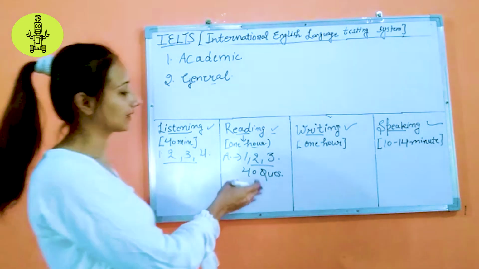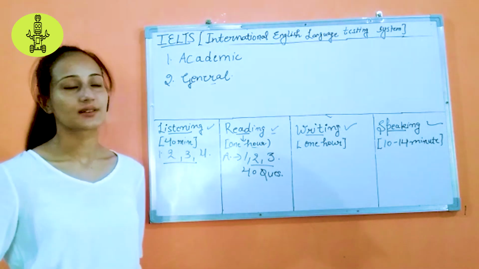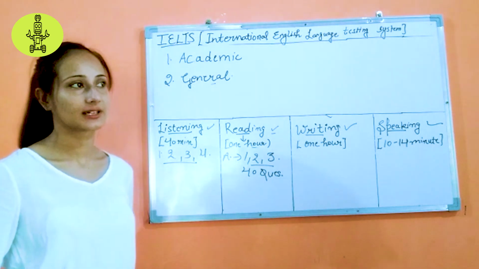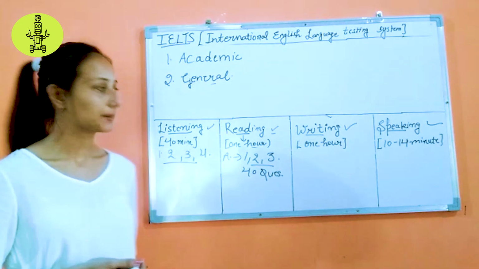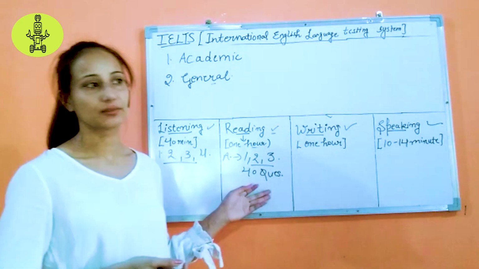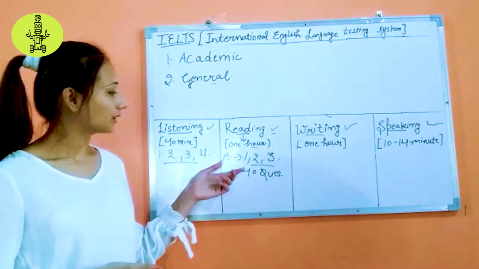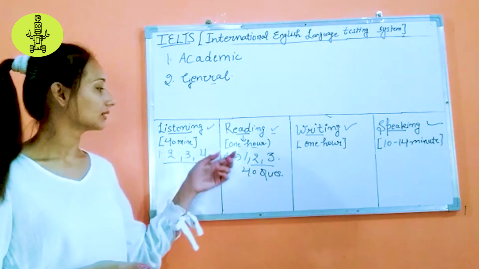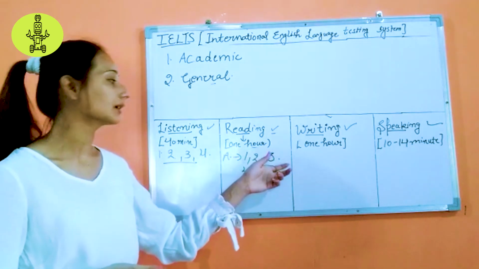These 40 questions can be of different types. It can be true, false. It can be a summary. It can be fill-ups. It can be MCQ. So almost 11 to 12 different types of questions you will get in the reading. The difficulty level of the passages varies. For example, if the first passage is simple, then the third one is the difficult one.